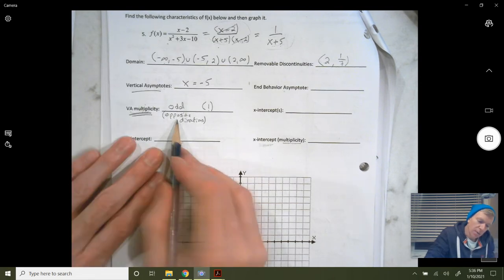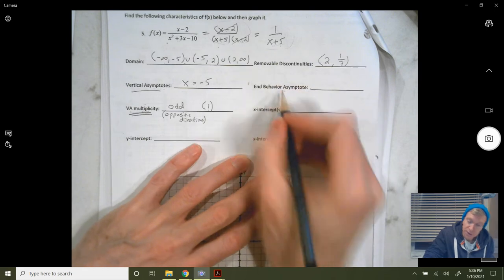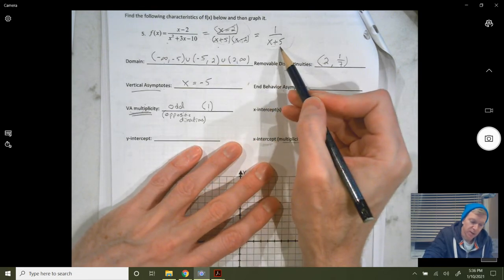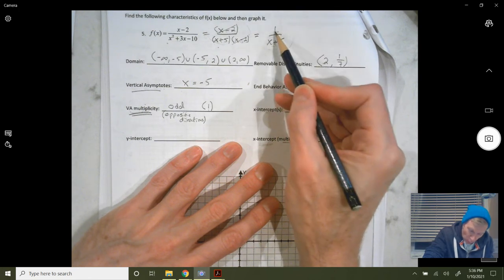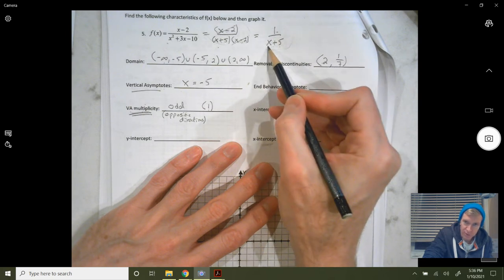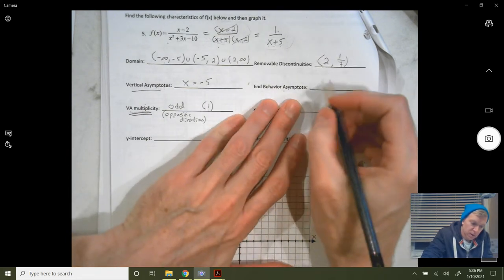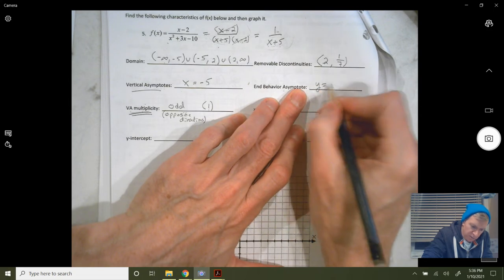Okay. And end behavior asymptote. Well, for our purposes, this is going to be a horizontal asymptote. We look at, is this top heavy or bottom heavy? The degree in the top is 0 because that's 1, which is a constant, which is 0 degree. Degree on the bottom is 1. So the degree of the bottom is bigger. So it's bottom heavy. Anytime you have a rational function that's bottom heavy, your horizontal asymptote is y equals 0.